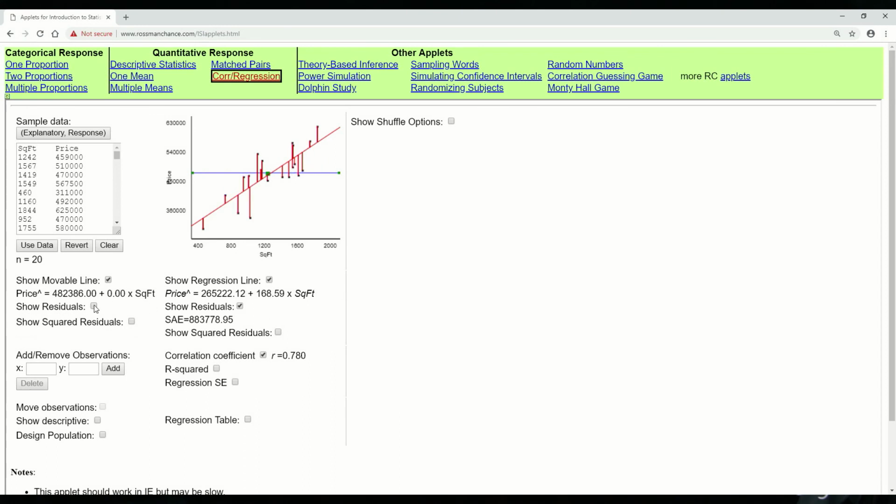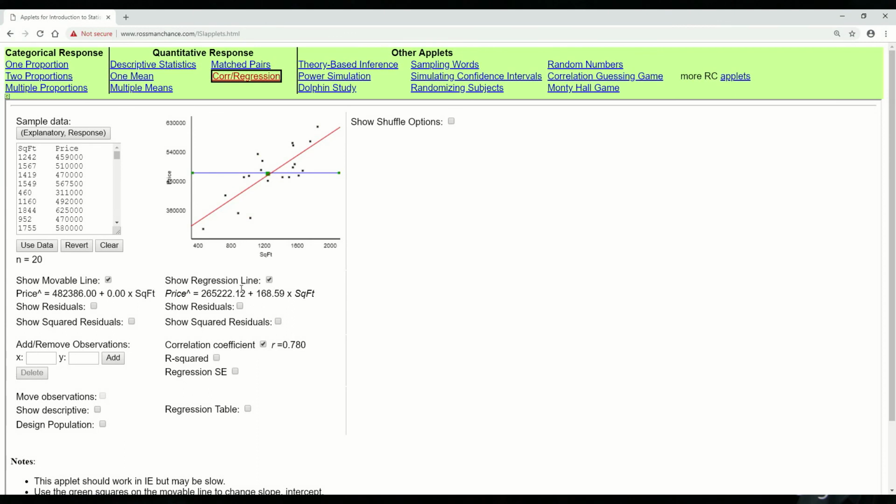And again, you can turn those residuals on and off. But down here, notice there's our correlation coefficient as we've been looking at. And if you square r, if you square 0.78, you're going to get 0.608, which as a percentage is 60.8%. So how do we interpret that number?